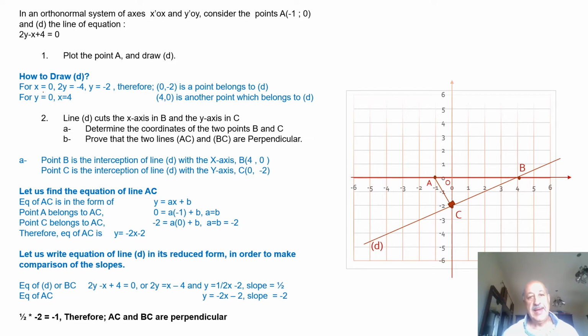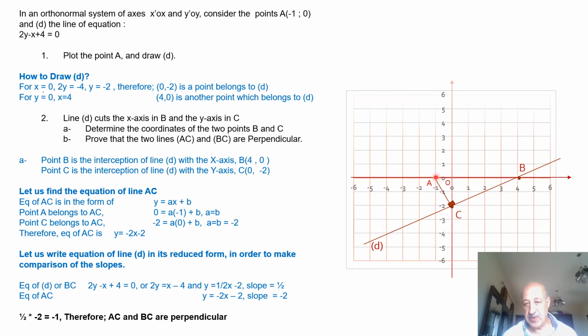Now, line D cuts the x-axis in B. This is B. And it cuts the y-axis in C. This is C. So B and C form the line D. Prove that the two lines AC and BC are perpendicular.